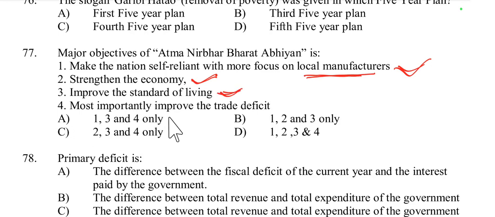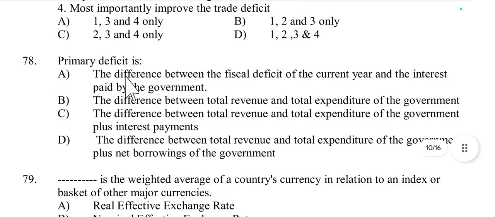Then most importantly, improve the trade deficit. Yes, most importantly, we have to improve the trade deficit. We are going from trade deficit to trade surplus. These all are true according to the Atmanirbhar Bharat Abhiyan. So 1, 2, 3, 4 all are correct. Option number D.